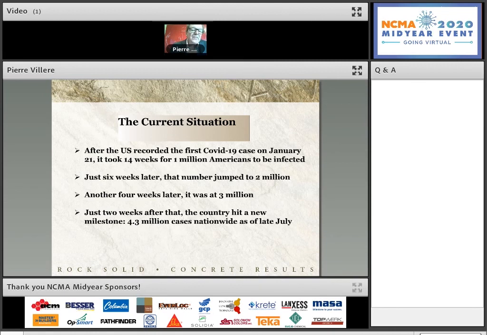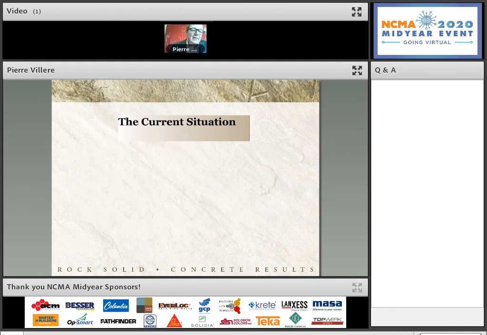After the U.S. recorded the first COVID-19 case on January 21st, it took 14 weeks for 1 million Americans to be infected. Just 6 weeks later, that number jumped to 2 million. Another 4 weeks later, it was 3 million. Just 2 weeks after that, the country hit a new milestone, 4.3 million cases nationwide as of late July.